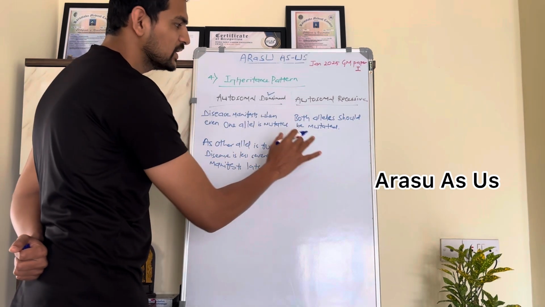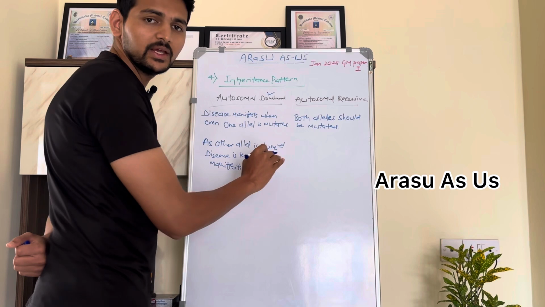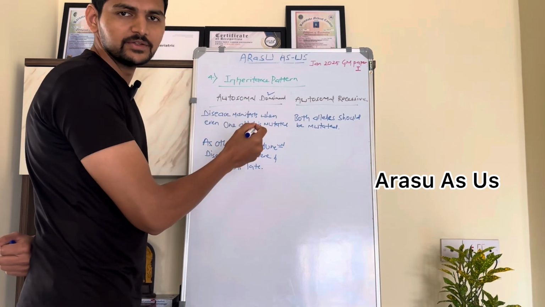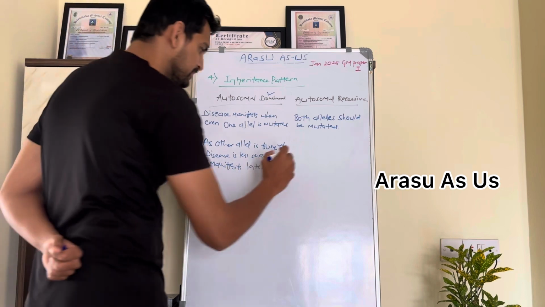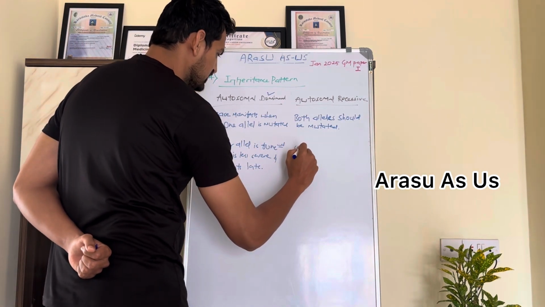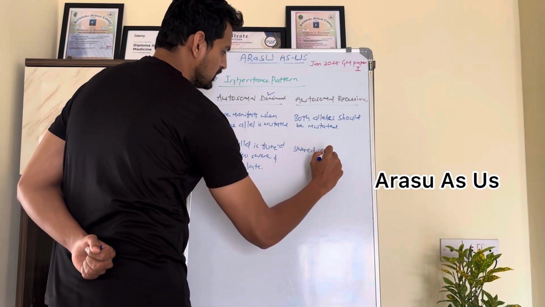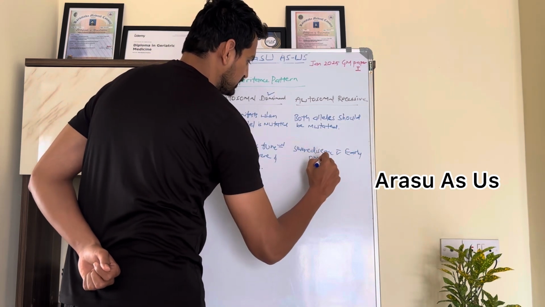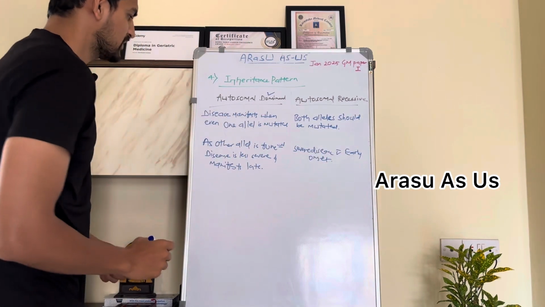Here, both the alleles are mutated. That's why there will not be any functional allele. So the disease severity will be too much and it will manifest in the early age. So exactly opposite here. Severe disease with early onset. So this is the second one.